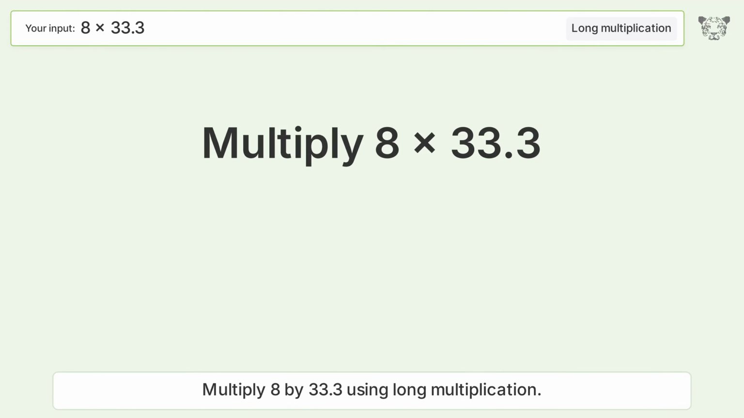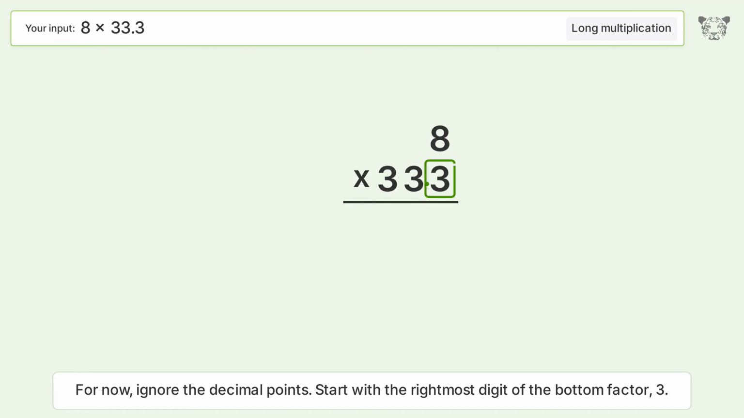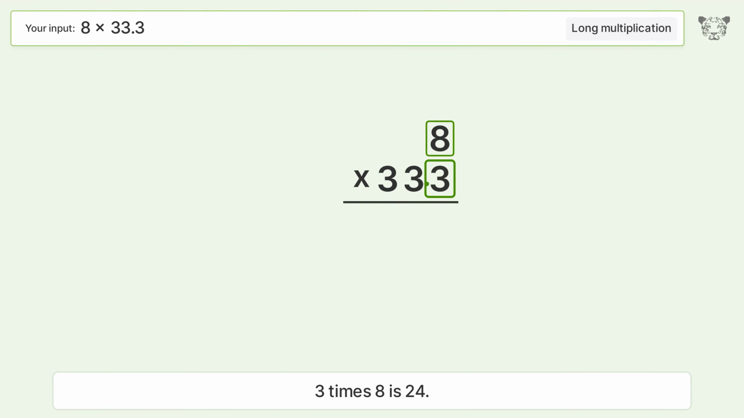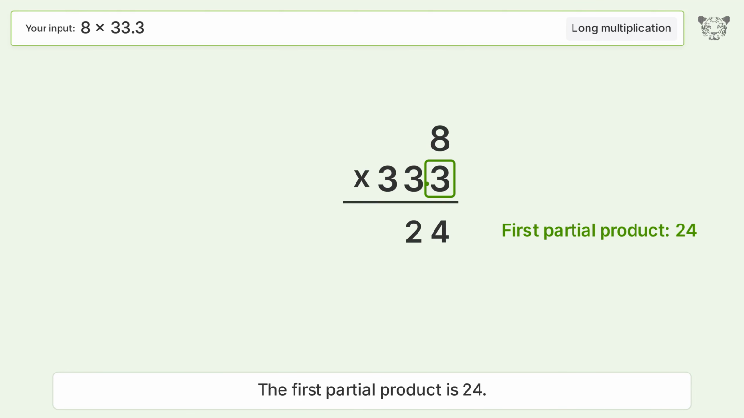Multiply 8 by 33.3 using long multiplication. For now, ignore the decimal points. Start with the rightmost digit of the bottom factor, 3. 3 times 8 is 24. The first partial product is 24.